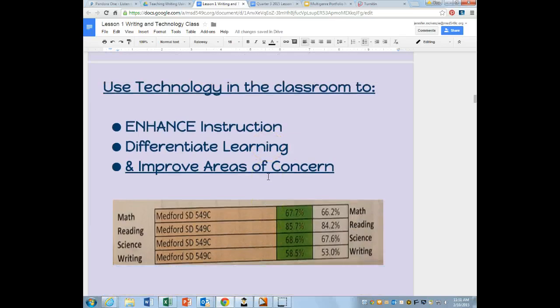The reason we came up with this class in the first place is that in our district, our writing OAK scores typically tend to be our lowest scores. Using technology in the classroom isn't replacing what we've been doing. We are enhancing our instruction. Leaders in education technology will often tell you that you should be focusing technology, when you can get your hands on it, on the areas that you need to improve. So we're focusing on writing.